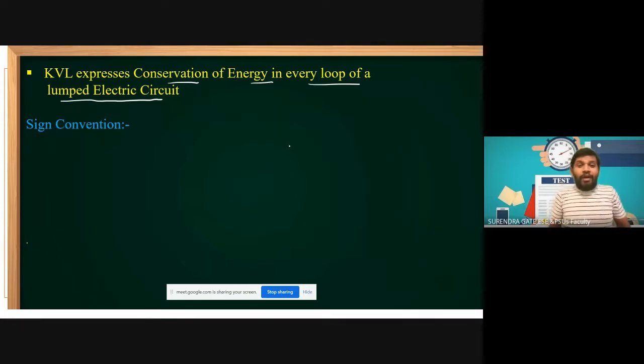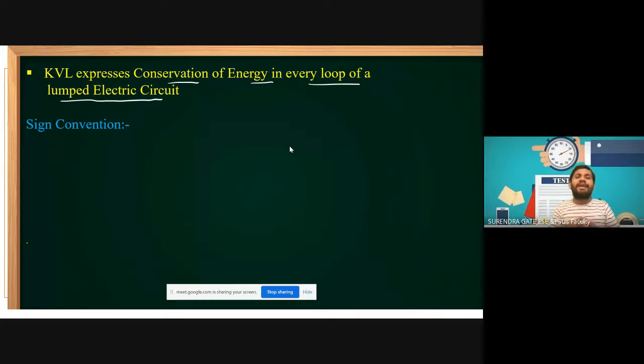Now, with respect to the statement given, what is the KVL? Before giving the proof for that, during applying the KVL, the sign convention is very, very important, students. Even though we study KCL and KVL from 10 plus 2, most students still get confused during applying the KVL about what to take plus and what to take minus. Sign convention is very important.